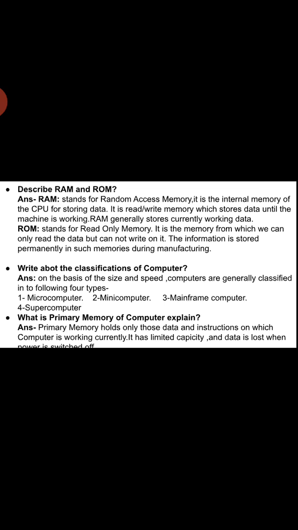Next question is: describe RAM and ROM. So the answer is, firstly we will describe the RAM. RAM stands for random access memory. It is the internal memory of the CPU for storing data, meaning it is the memory of the central processing unit. It is read-write memory which stores data until the machine is working. Read-write memory means you can read the data which is saved in it, and you can also edit the data which is saved in it.